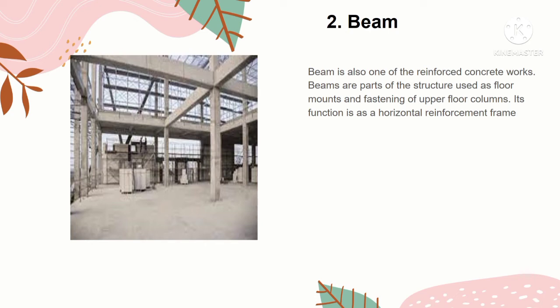Second, the beam. The beam is also one of the reinforced concrete elements. Beams are parts of the structure used as floor mounts and fastening of upper floor columns. Its function is as a horizontal reinforcement frame.